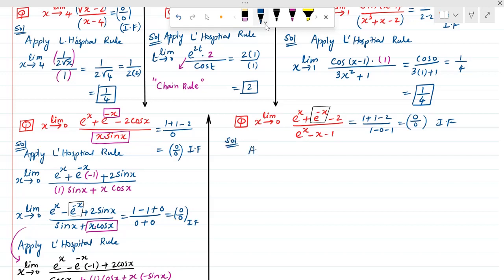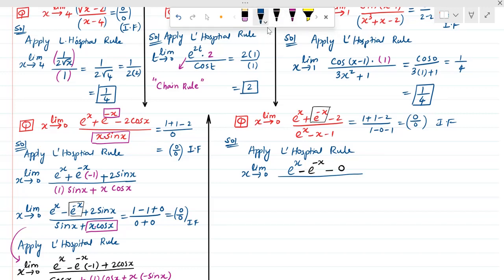So apply L'Hopital rule. When you apply the L'Hopital rule, limit x approaches 0. Differentiate the numerator and denominator separately. e to the power x, e to the power x. Here you will use the chain rule. e power minus x: when you differentiate minus x, it becomes minus, therefore it becomes plus. I multiply directly, and minus 2 becomes 0.